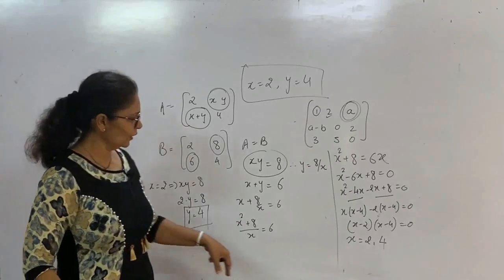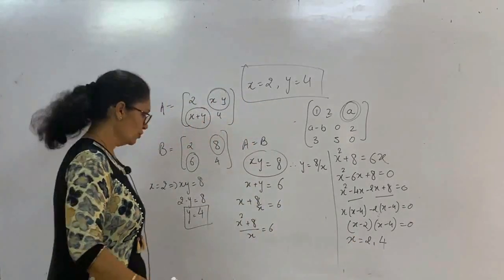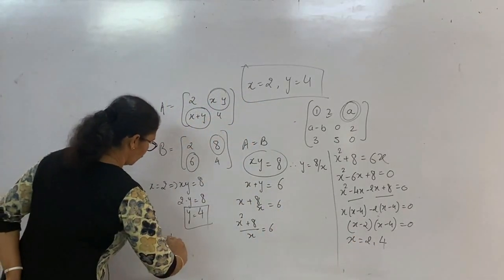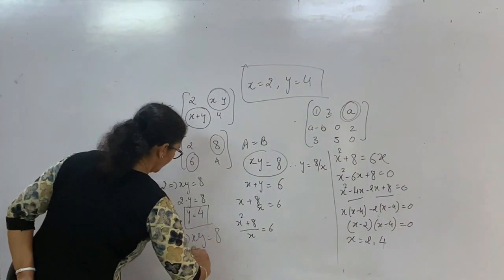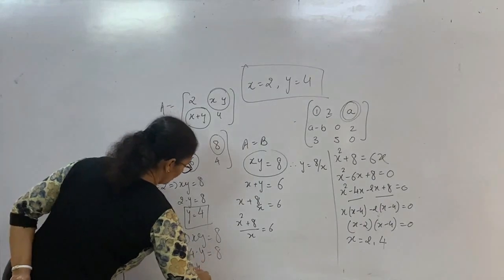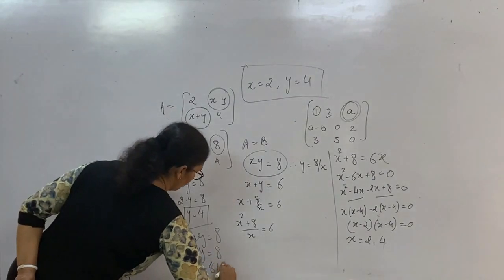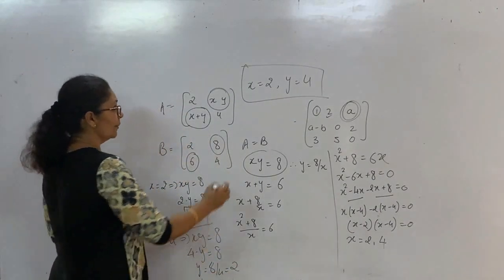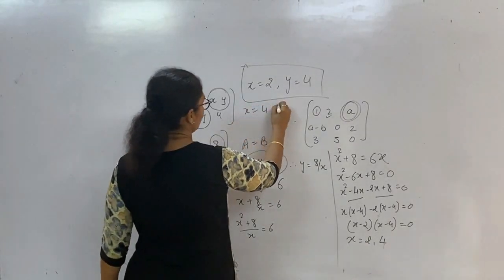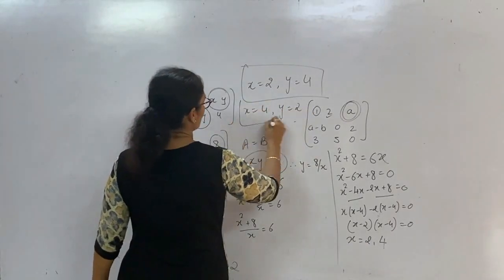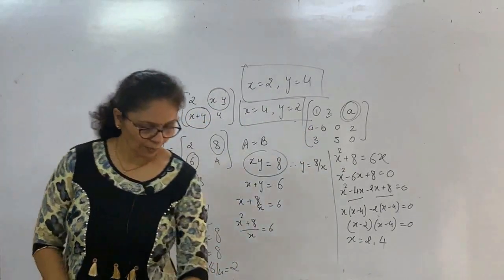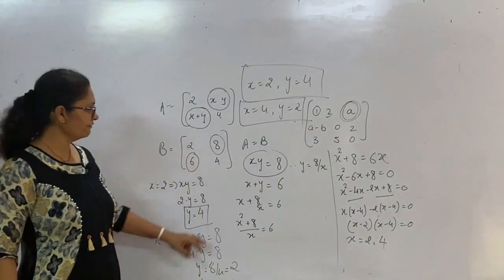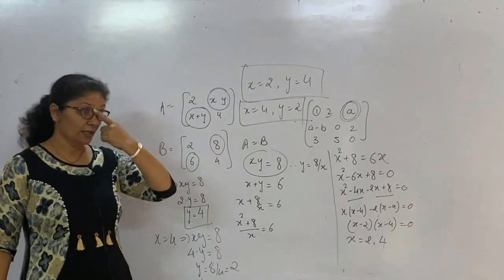Now the other value of x is 4. So let's take x equal to 4. So xy will be 8. 4 into y is 8. So y will be 8 by 4, which means 2. So the other pair is, when x equal to 4, y will be 2. This way, using equality of a matrix, we can find the unknown numbers.